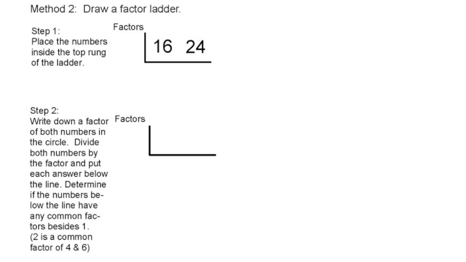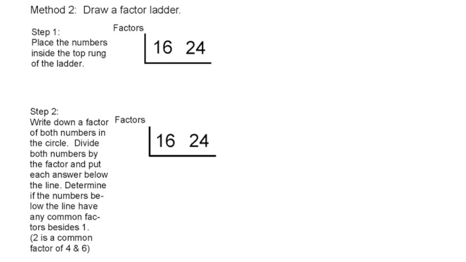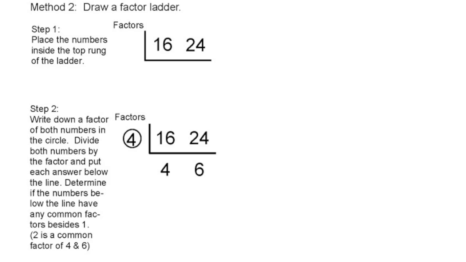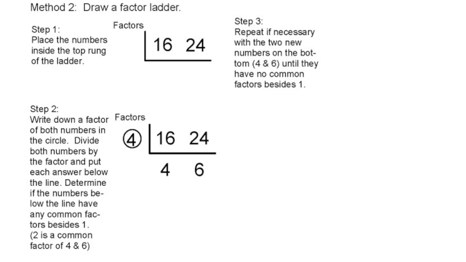So I'm going to go ahead and put my 16 and 24. I know that 4 is a factor of both 16 and 24. So basically, how many times does 4 go into 16? 4 times. How many times does 4 go into 24? 6 times. So now I have this right here. Step 3, you're going to repeat this process if necessary with the 2 new numbers on the bottom, 4 and 6 in this case, until they have no common factors besides 1.